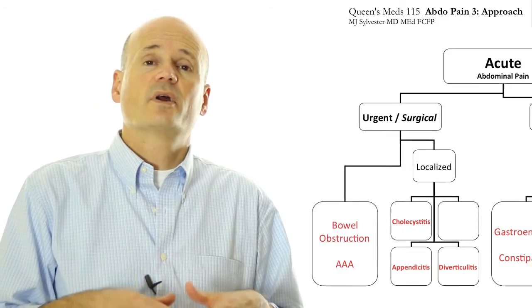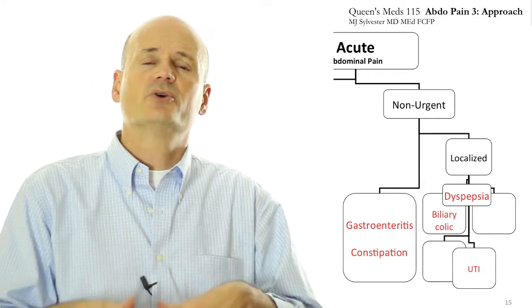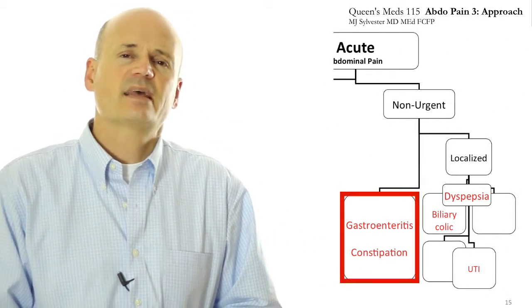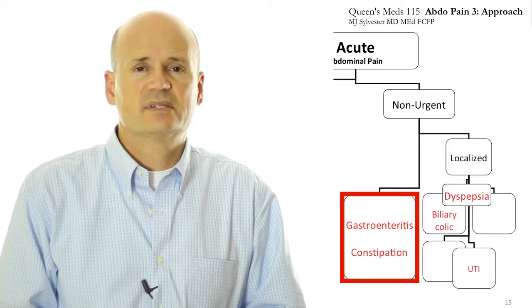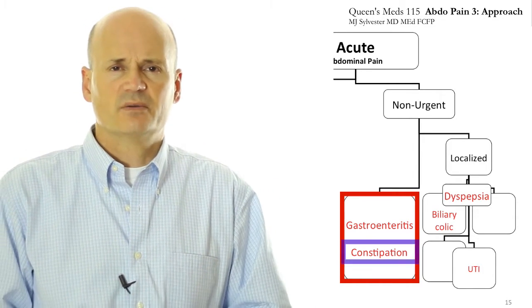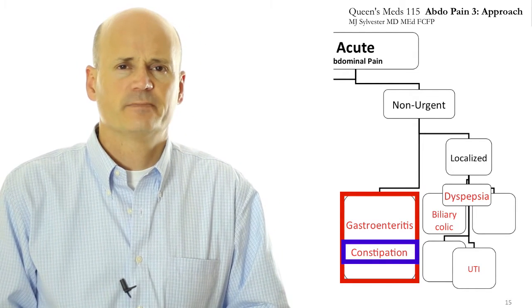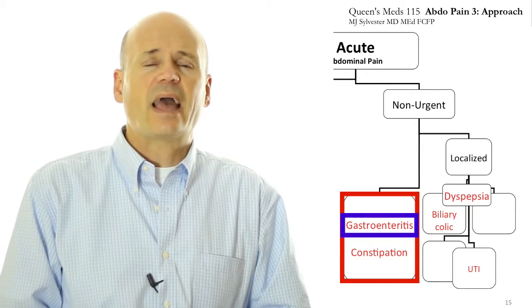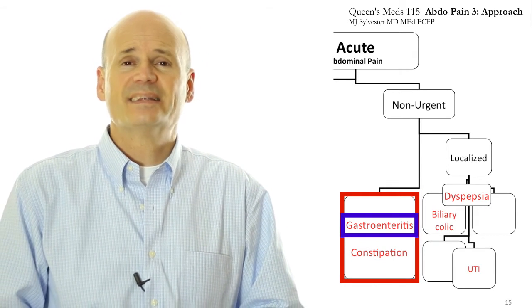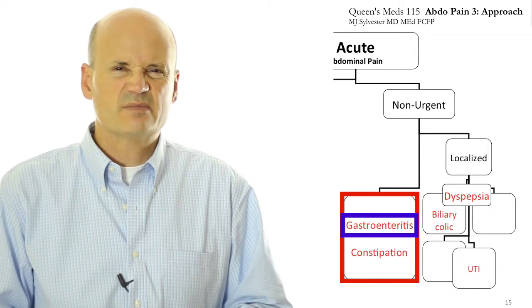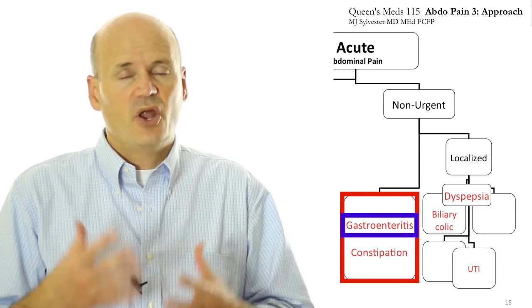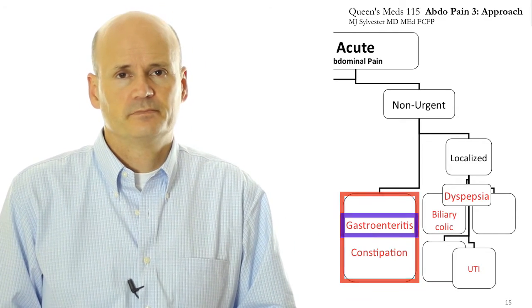Now let's look at the category of acute abdominal pain, which is non-urgent and diffuse. In this category, we have two common presentations. One of them is constipation, characterized by a decreased frequency of stools, which are hard to pass. The other one is gastroenteritis, which is a common intestinal infection, characterized by crampy abdominal pain, nausea, and vomiting.